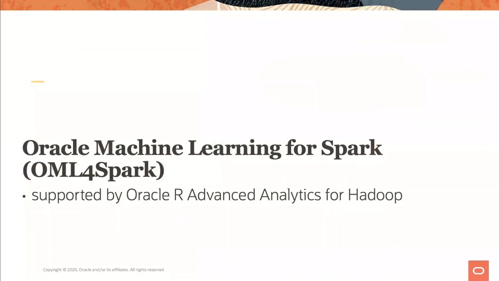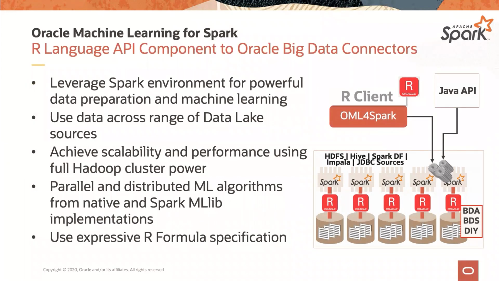Specifically on the R language, on the components from the R language, the idea here is from both R and from a Java API standpoint, you have abilities. You can basically bring in all the powerful Spark processing that we have, and that you can use across several of the data lake sources.